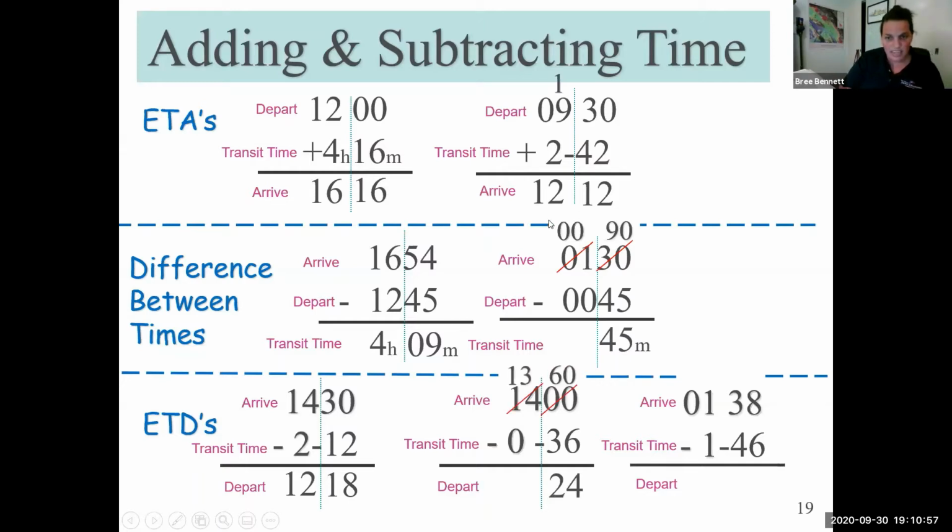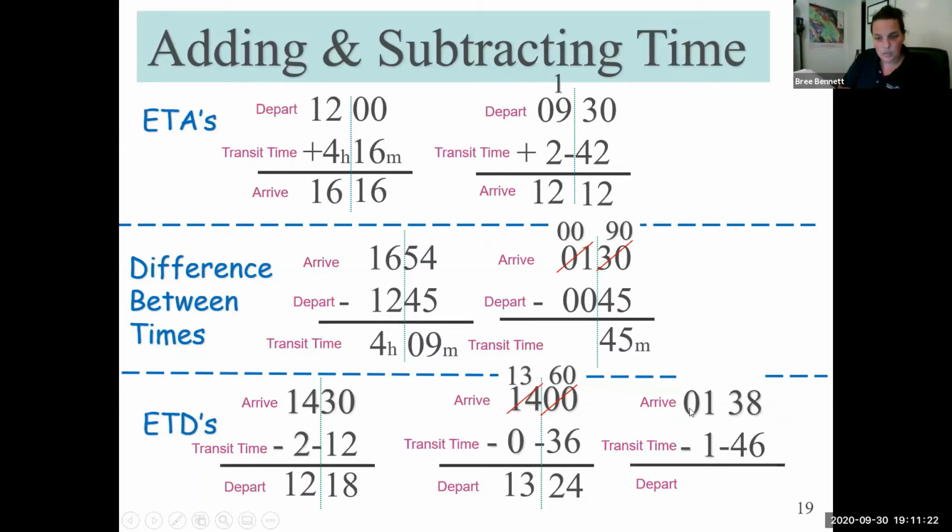Captain Ron mentioned it, but on the bottom, our ETDs here, we had the middle one, they're not numbered, the middle ETD. We had 1,400, took us 36 minutes to get there. So we had to borrow the 60 to subtract. We'd need to leave by 13:24.